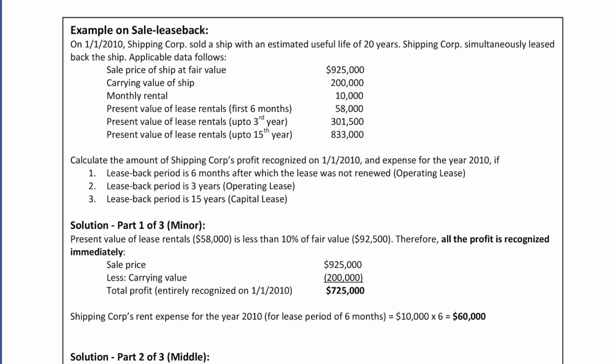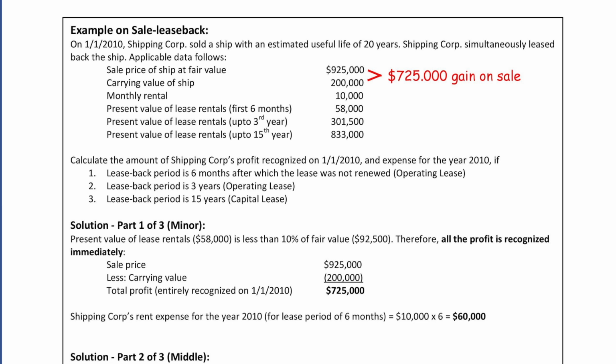The sale price of the ship at fair value was $925,000, but the carrying value, that was only $200,000. So this means that Shipping Corp had $725,000 gain on sale. The monthly rental payable by Shipping Corp, that was $10,000 per month. Now we're going to look at three cases here.